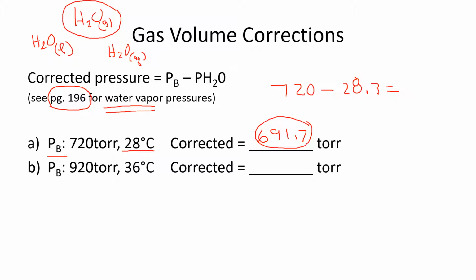All right, at 36, what is the partial pressure of water? 44.6 millimeters. So we just take the difference. 920 is what the gauge is reading, the barometer is reading. 44.6 of that pressure is due to water, that's not exchanging. So how much is actually exchanging? So we'll use that number, this pressure number, in our gas equations.